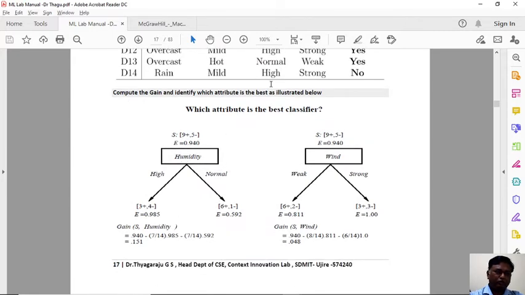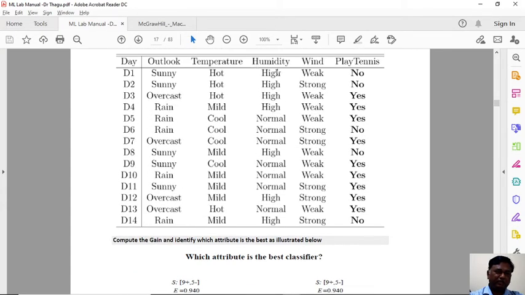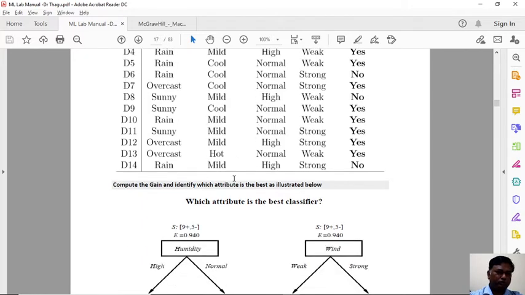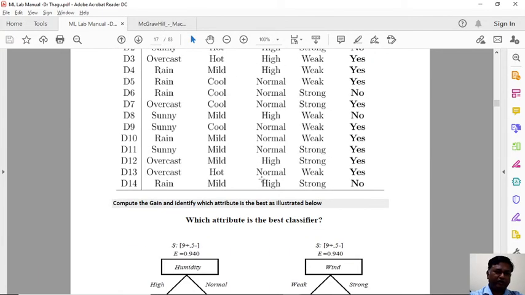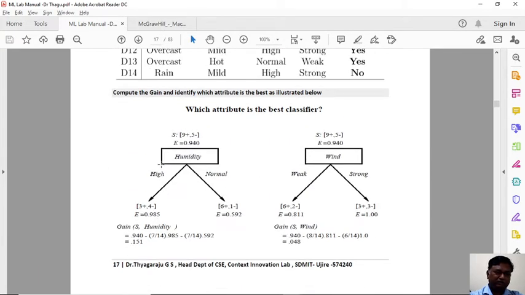Humidity has two classes, high and normal. You can see the data. Humidity has two values, wind also two values, temperature three values, outlook three values. For these three values, how many positive and negative, for two values how many positive and negative, like that you have to calculate. So that is expressed in this diagram. Humidity has high and normal, right? Under high we have three positive and four negative values.